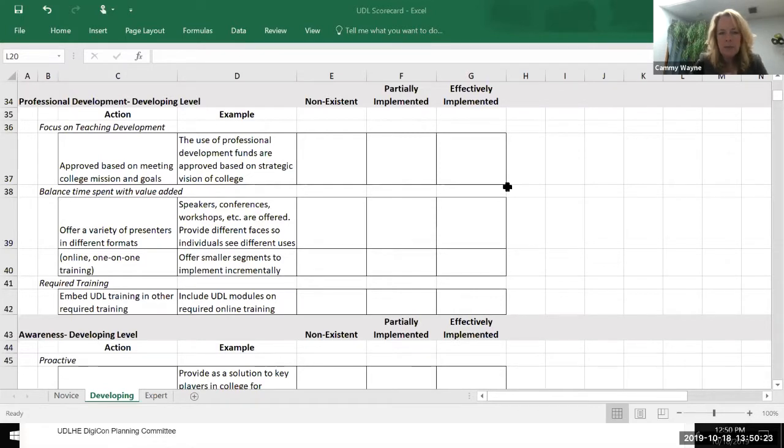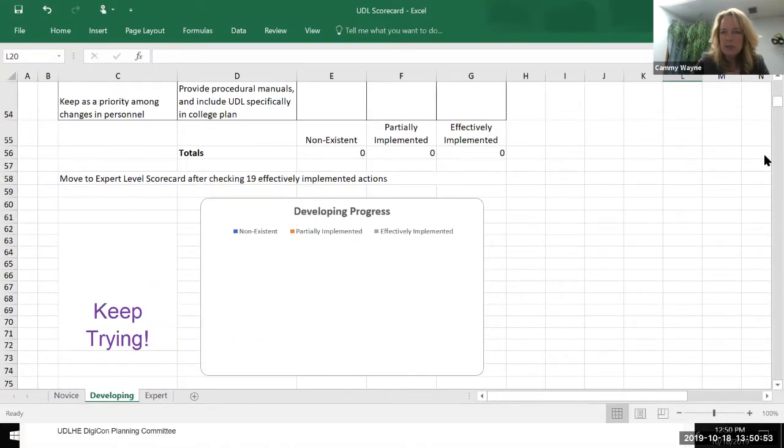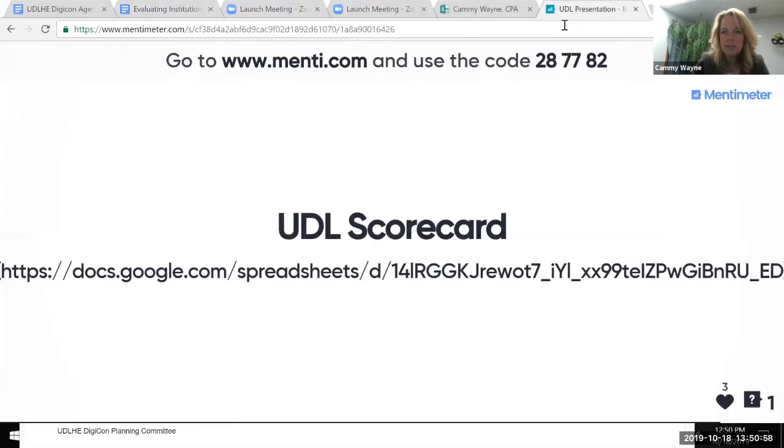So I see in the chat room that somebody provided the link there. Thank you for the scorecard. It is also available in the agenda under your resources where you found the link to get in. And again, I will make this as well as the presentation available to you afterwards, all in that Google link. But for the sake of time and to make sure we can answer any questions, I'm going to come back to the presentation.